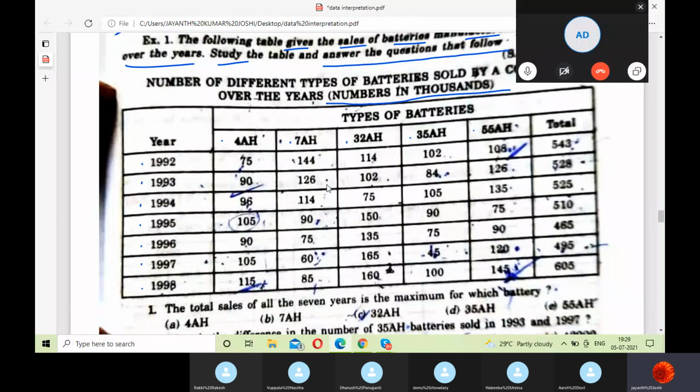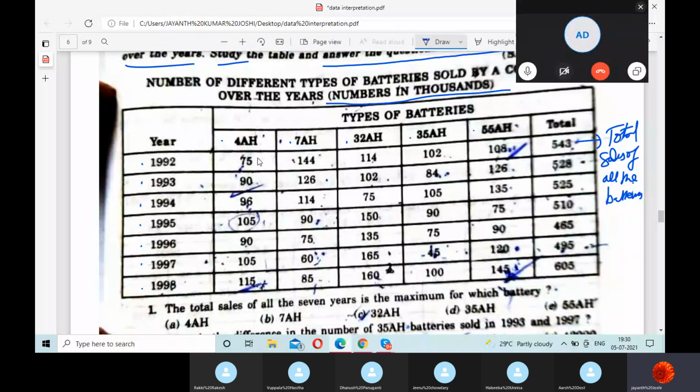7Ah sales figures have been given, 32Ah sales figures have been given, 35Ah sales figures have been given, 55Ah sales figures have been given. This is the sum total of the total sales of all the batteries. Here these are single batteries, and here is the sum total. If 4Ah sales in 92 is 75 and 7Ah sales in 92 is 144, then adding up all of these gives the total sales of all categories of batteries.